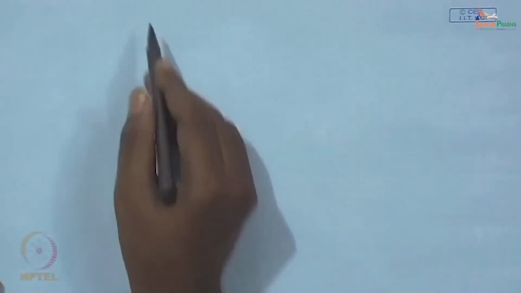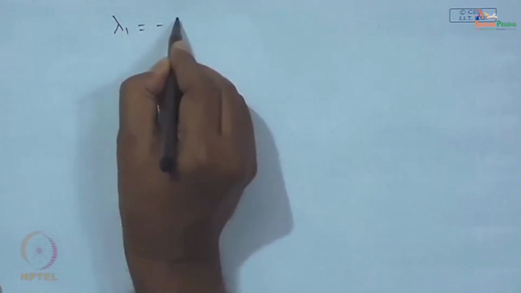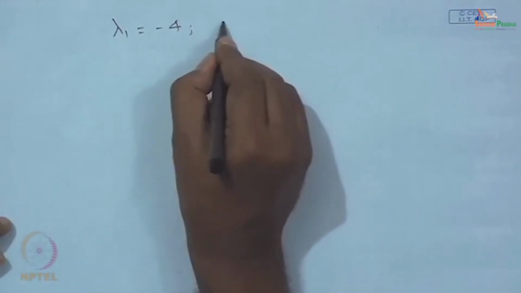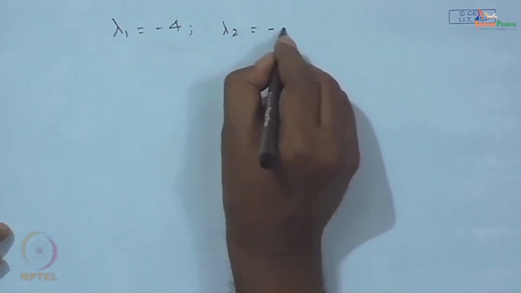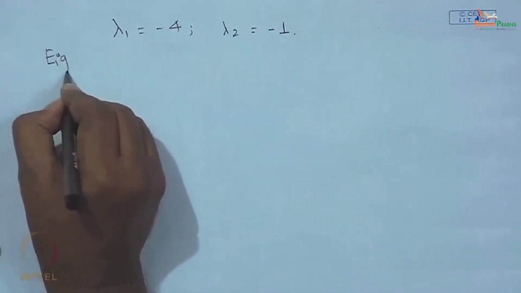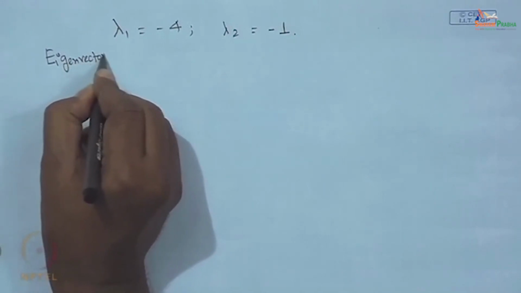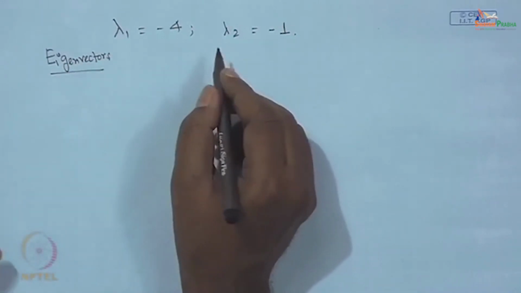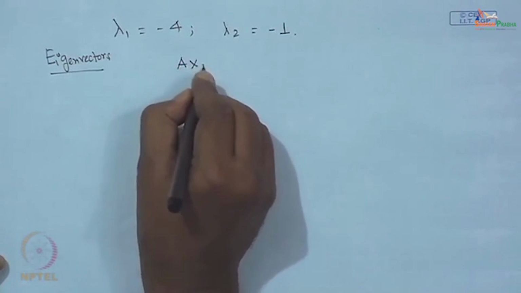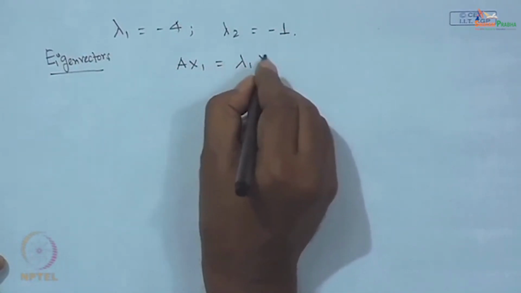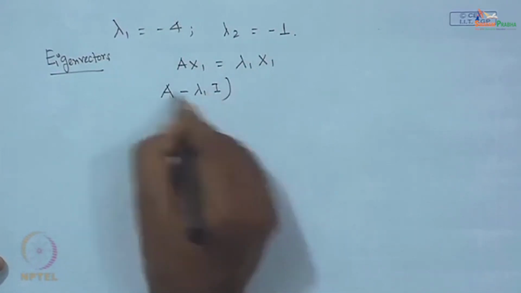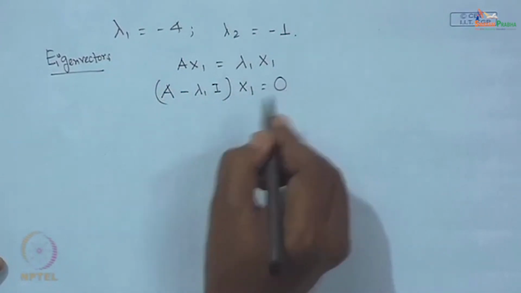So, the eigenvalues are lambda 1 is equal to minus 4, and lambda 2 is equal to minus 1. Now, we get the eigenvectors. Corresponding to lambda 1, you will be having the eigenvector x 1. So, A x 1 will be nothing but lambda 1 x 1. So, A minus lambda 1 I x 1 should be equal to 0.